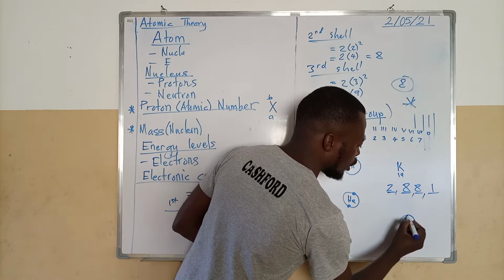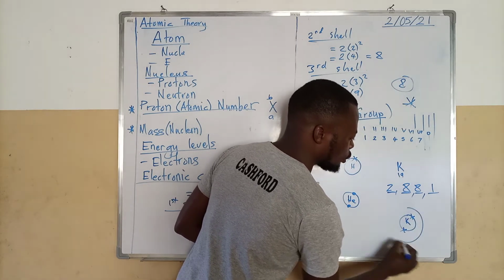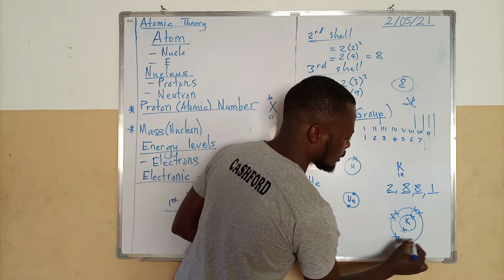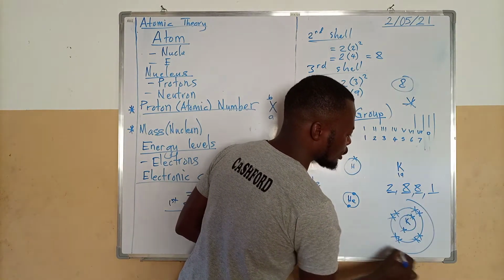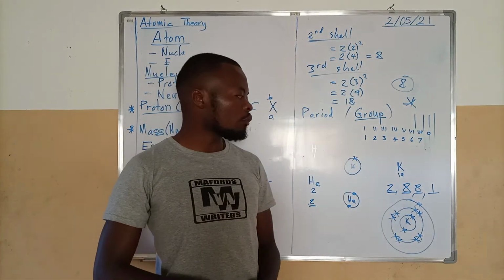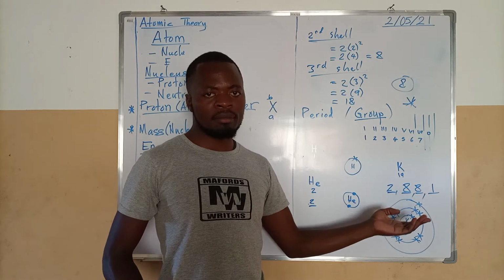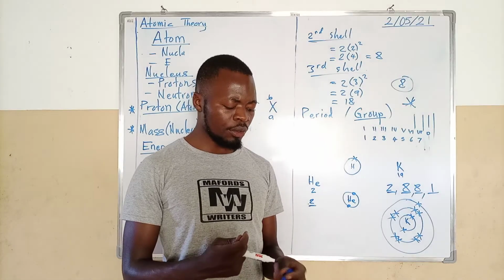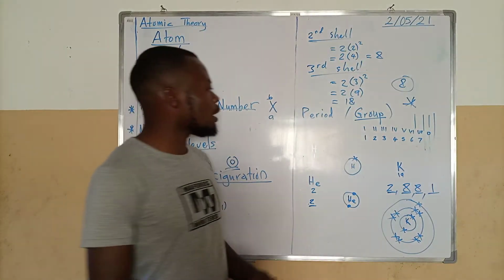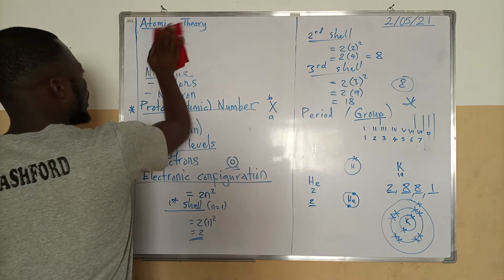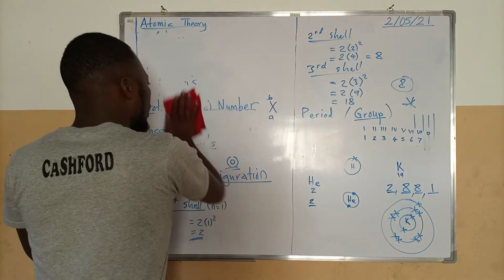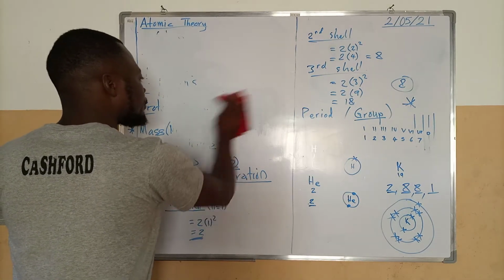The first shell will have 1, 2. Second shell, we have 1, 2, 3, 4, 5, 6, 7, 8. And the last shell, we are having 1. So that's how we write the electronic configuration for potassium. Are we clear? So I'm sure you're getting to understand what we're dealing with. I'll give an example of oxygen, then we'll look at ionization.